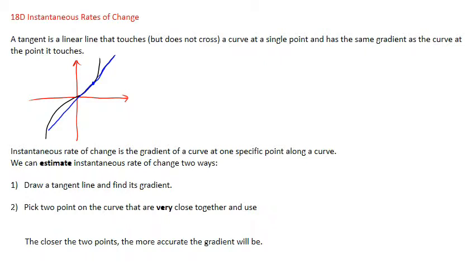Right, so it touches the curve, doesn't go through it. It can go through it at other points, like you see if you extend this tangent, it'll go through the curve there. That's fine, but at the point it touches, it doesn't cross. And it has the same gradient as the curve at that point.